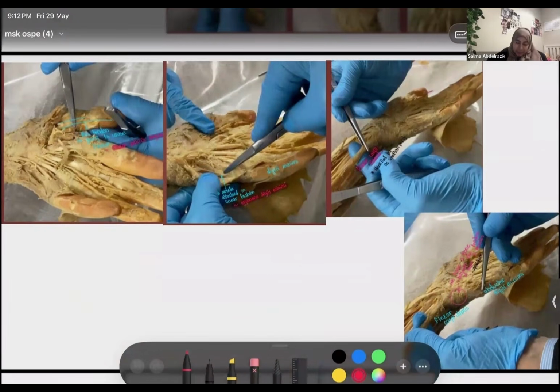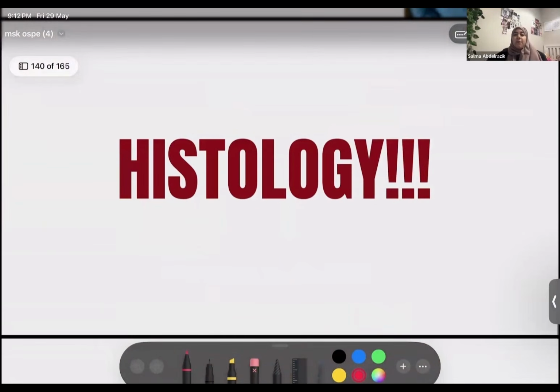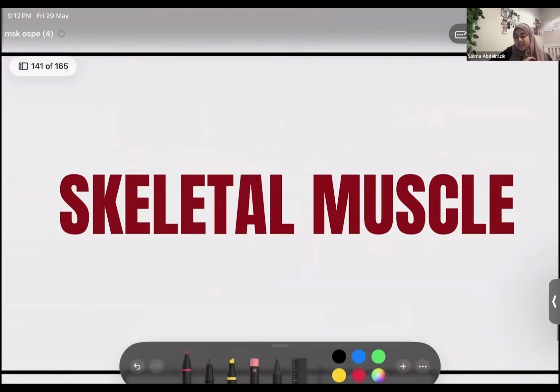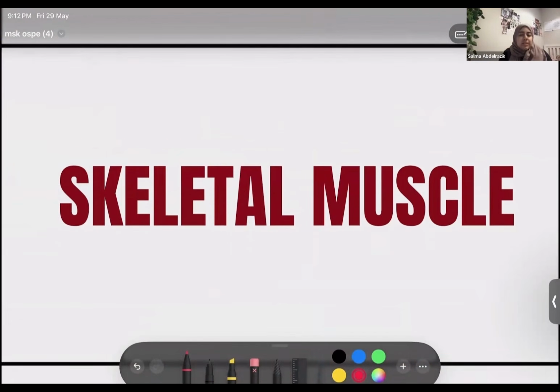And I have great news for you guys. I think you already took a sneak peek. It's time for histo. What? Yeah. Okay. Let's start with the simple one. Skeletal muscle.